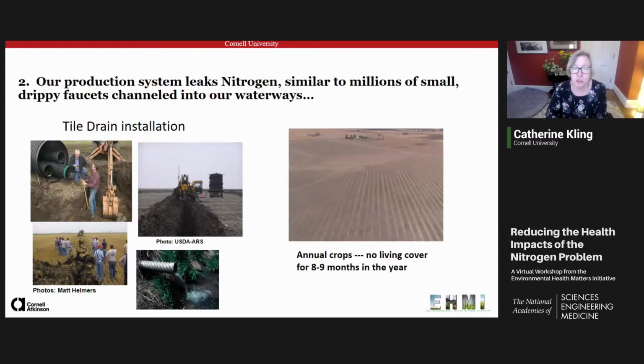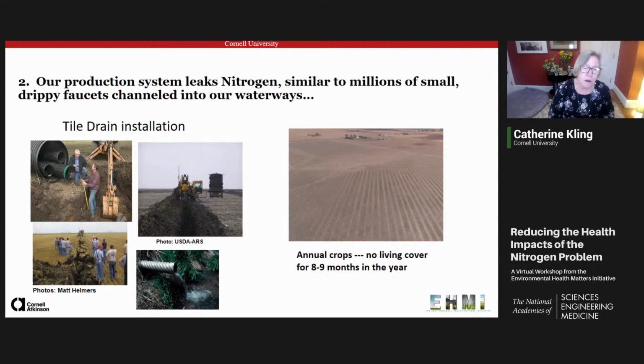Our production system, unfortunately, leaks nitrogen. And as I noted, it's similar to having millions of small drippy faucets channeled into our waterways. And unfortunately, it is millions because we have millions of acres of agricultural production. If you look on the right, you'll see a picture of what much of that agricultural land looks like during the year. We have taken a perennial-based historical landscape and turned it into an annual landscape, which means that for 8 or 9 months a year, all of that or much of that agricultural land is barren. That makes for a very leaky landscape.